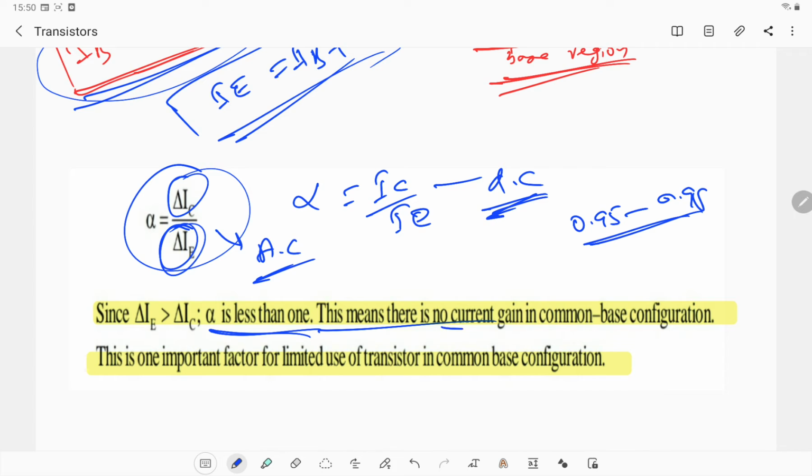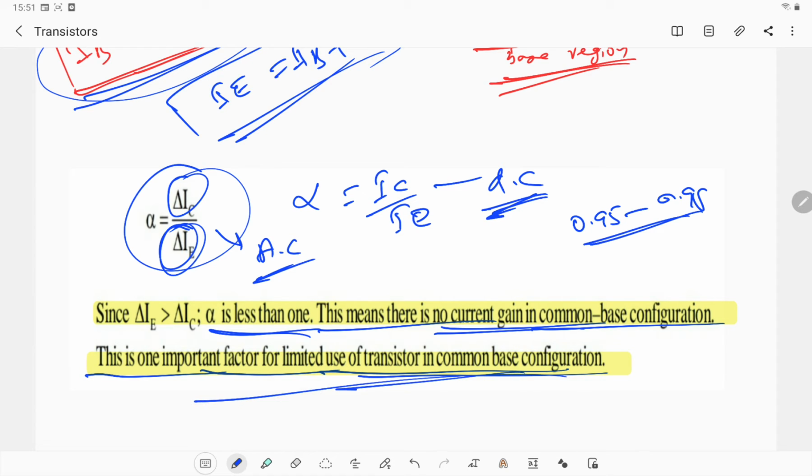This means there is no current gain in common base configuration. This is one important factor for the limited use of the transistor in common base. I already explained common base, common emitter, common collector. Most of the circuits use the common emitter circuit. But here alpha is less than 1, meaning no current gain in common base configuration.